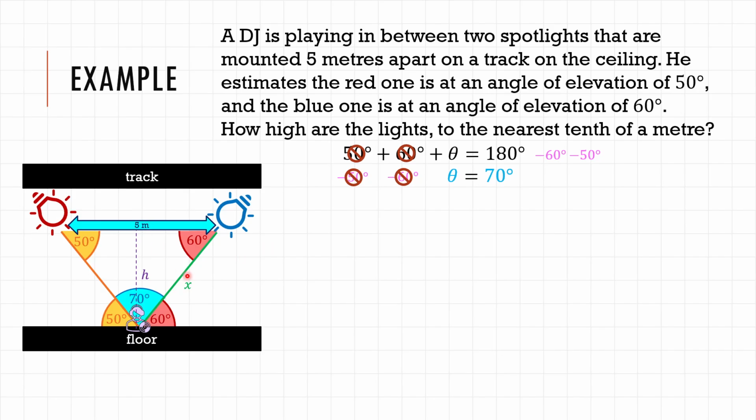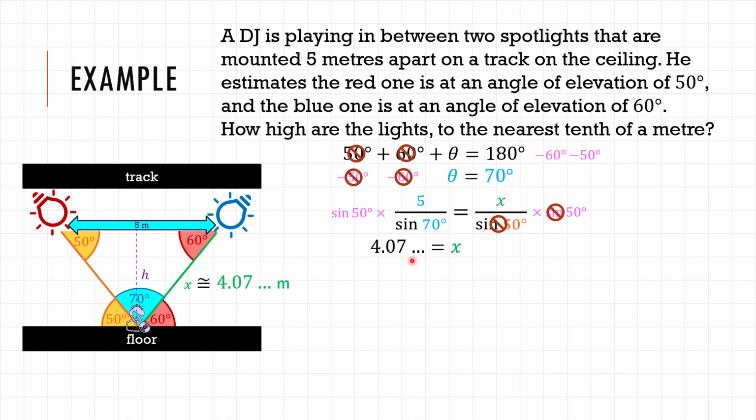So one way to solve this is to find out what x is first. And we can do that using sine law because we actually know that the track is 5 meters wide and this angle here is 70 degrees. So that's the reason I'm using sine law, because I have a pair. 5 over sine 70 should equal x over sine 50. And if I multiply both sides by sine 50, I'll see that this distance is 4.07 meters.